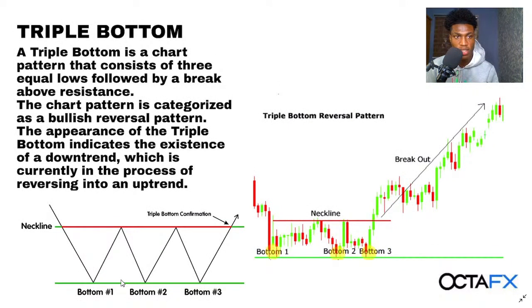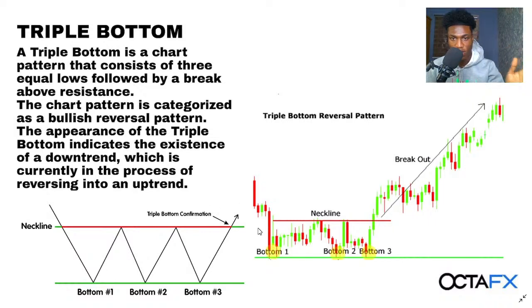Now the triple bottom is a chart pattern that consists of three equal lows followed by a break above resistance. Triple top, break below support; triple bottom, break above resistance. The chart pattern is categorized as a bullish reversal pattern, and the appearance of the triple bottom indicates the existence of a downtrend, which is currently in the process of reversing to an uptrend, just like you have here.